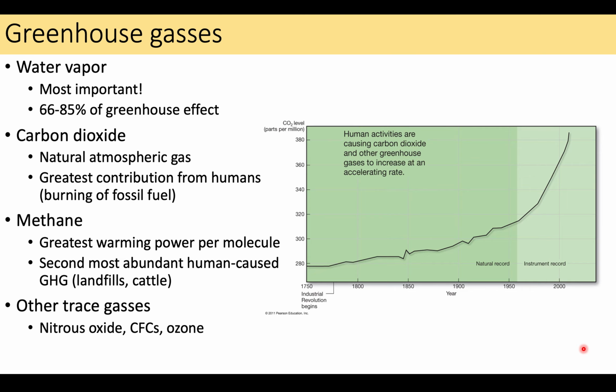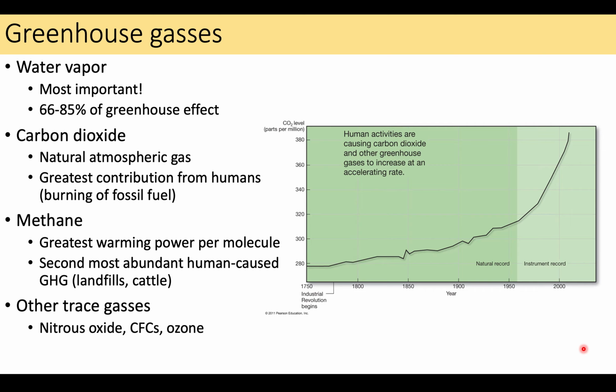The strongest, I would say, greenhouse gas is methane. What I mean by that is methane actually has the greatest warming per molecule. So each molecule of methane is a very, very strong, powerful greenhouse gas. Methane is the second most abundant greenhouse gas that we contribute as humans, mostly from landfills, so decomposition of our landfills, and from cattle. Cattle release a lot of methane into our atmosphere. So where we have farms raising cattle, we will be producing quite a bit of methane.